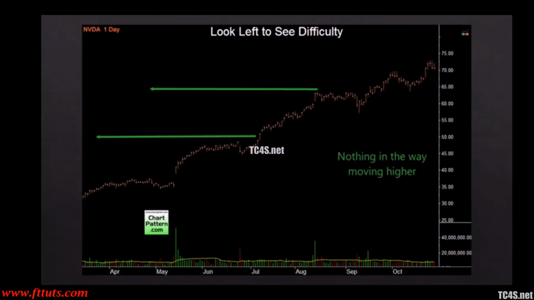Now, when you look left and you see no difficulty, like in the case of this NVDA chart daily, there's nothing in the way of moving higher, which makes it much easier for it to overcome and keep trending. That's the strength of a powerful stock, is there's very little to the left. That's why looking left is so critical.